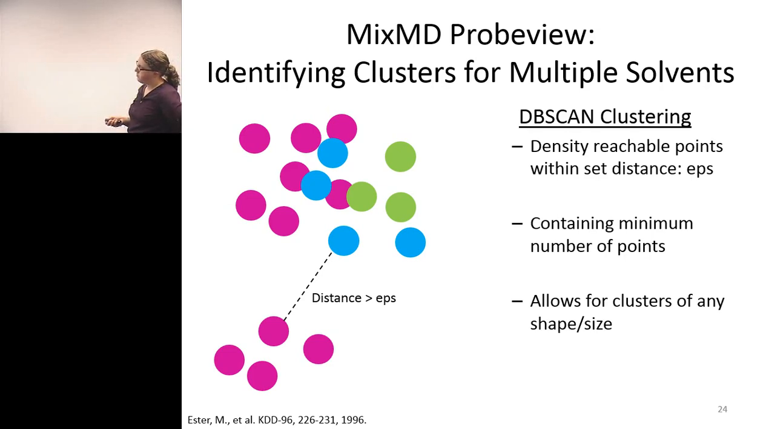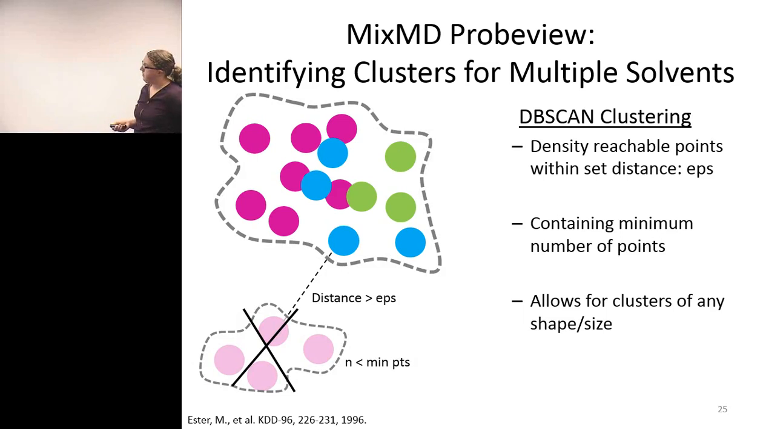Or points that are separated by greater than this distance, which they call epsilon or EPS, would become separate clusters. You can also specify the minimum number of points so that small clusters are removed. So for example, these small clusters would be removed, and this would become its own cluster here because it's separated from other points by greater than some cutoff distance. Again, DBSCAN allows for clusters of any shape or size. There's no predefined number of clusters or number of points per cluster.